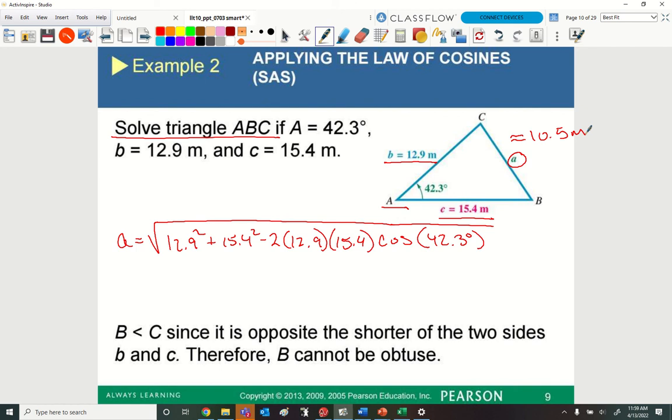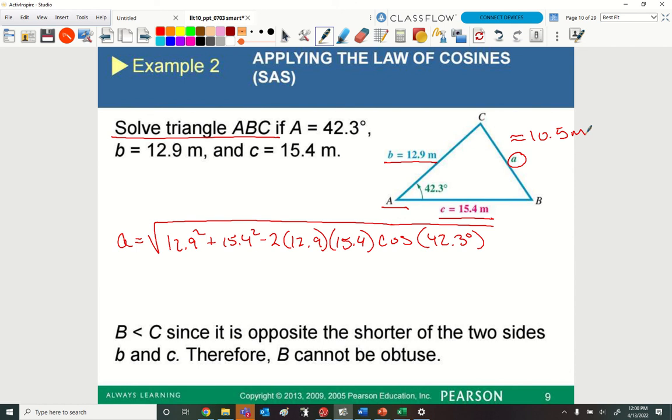So now that I have that, I have all three sides. Now I can go through and solve using law of sines to find my missing angles. And right here it says B is less than C since it's opposite the two sides. Therefore, B cannot be obtuse. That goes along with largest side, largest angle. Because little b is 12.9 and little c is 15.4, little c has to be bigger than little b. So I'm going to solve for angle B using law of sine.